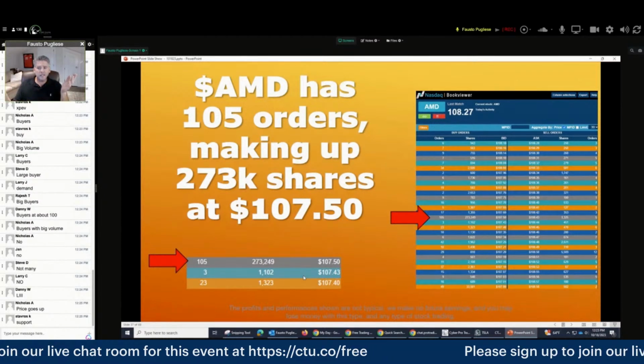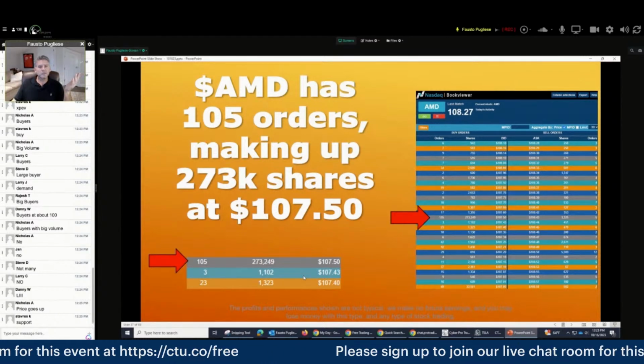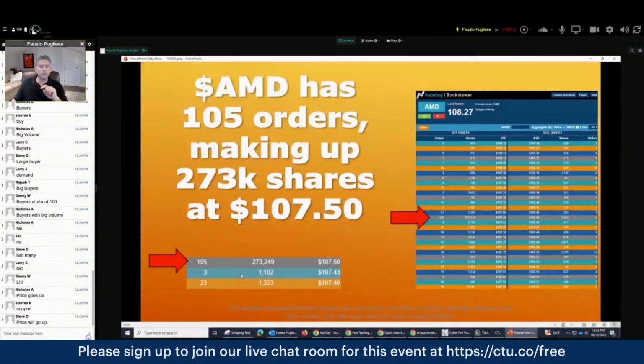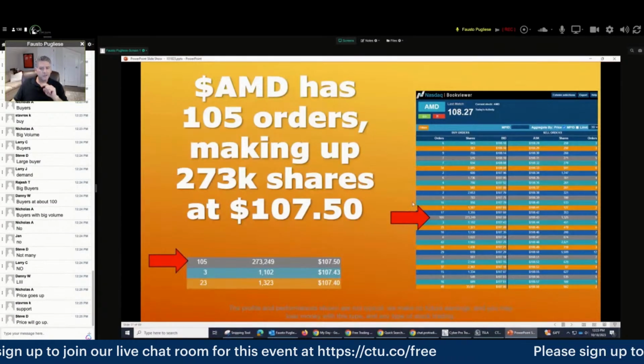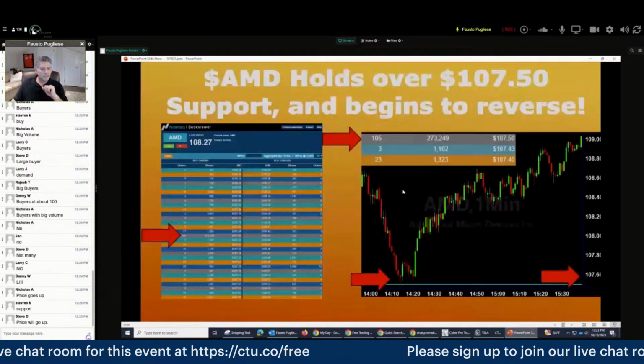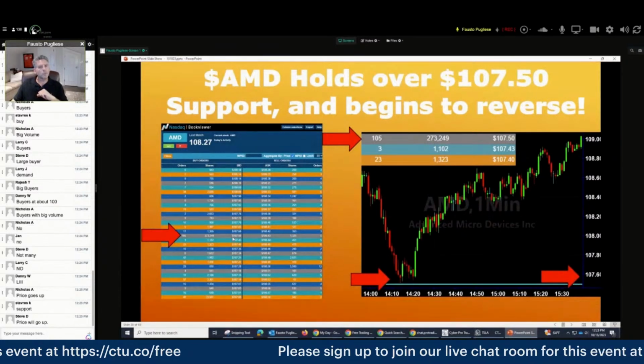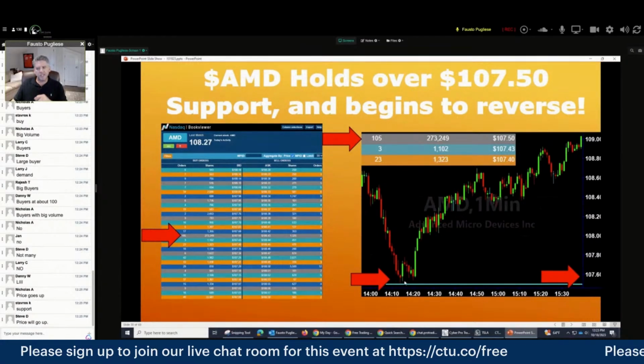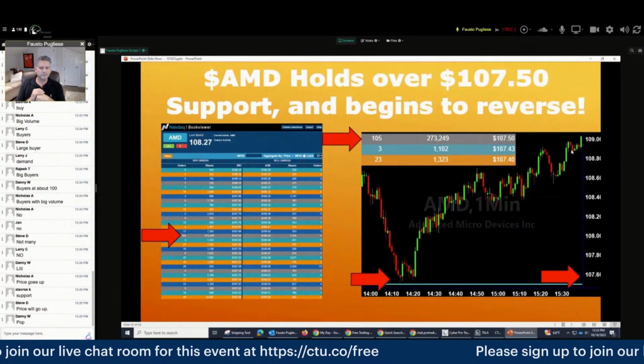Price should go up, right? In theory, it should be support levels. But the chart doesn't tell you that. But when you look at the NASDAQ market, it does. Well, guess what? What happened when it hit that 107.50? Came down, hit 107.50, shot right back up to 109.